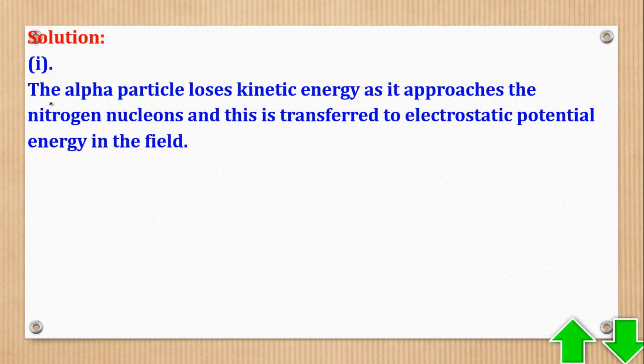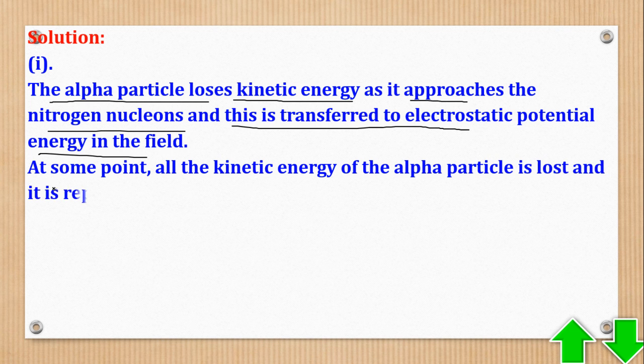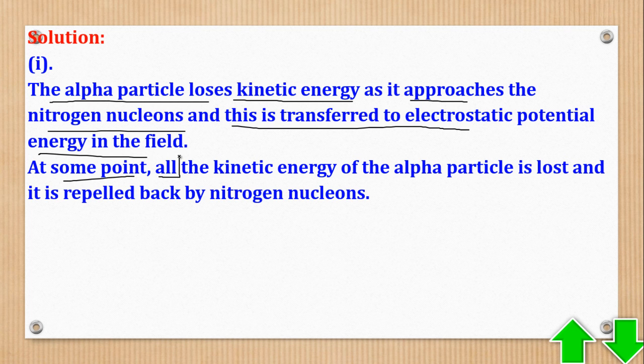So Roman 1, we shall say that the alpha particle loses kinetic energy as it approaches the nitrogen nucleus. I think we already saw that. And this is transferred to electrostatic potential energy. Therefore, at some point, note this word, the kinetic energy of the alpha particle is lost and it is repelled back by the nitrogen nucleus.